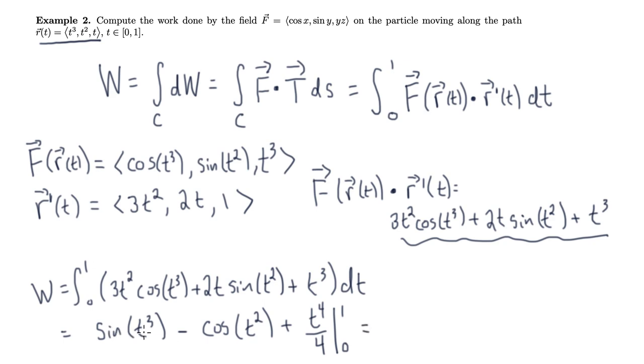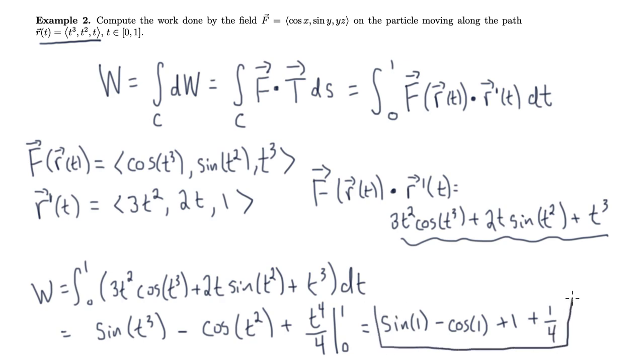So sine of 1 cubed, that's just sine of 1. Okay, and then minus sine of 0 is 0. Then we have minus cosine of 1 squared. Then a minus cosine of 0, so plus cosine of 0, which is 1. And then t to the 4th over 4 evaluated from 0 to 1 is just 1/4. So whatever this number is, that's the work done by this force field on the particle moving along this path.